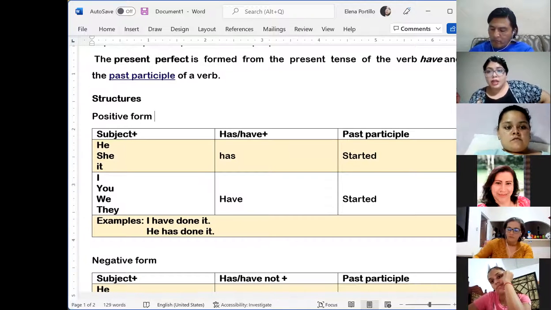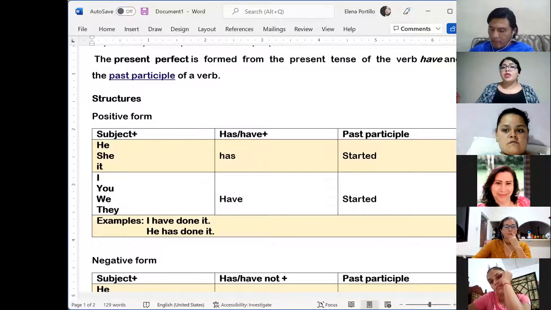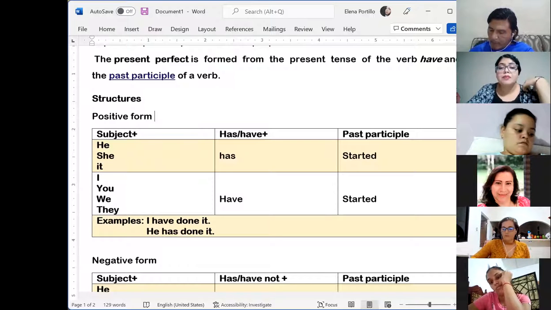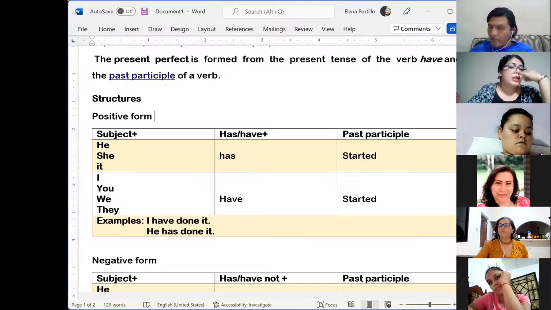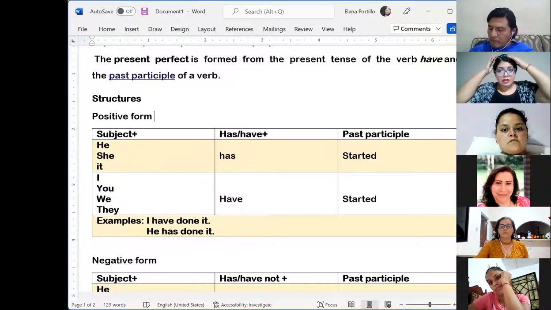So we have the subject plus has and have. This is something that we already know because we know that we have has or the rule for the third person, and we have with the other subject or pronouns. So we have he, she, it, and we are going to use has with those pronouns. He, she, it, has. And then we have the verb in past participle, started. In this case, we are using this verb that ends with ed, right? A regular verb. This is a regular verb. We are not using an irregular verb right now because this is the example.